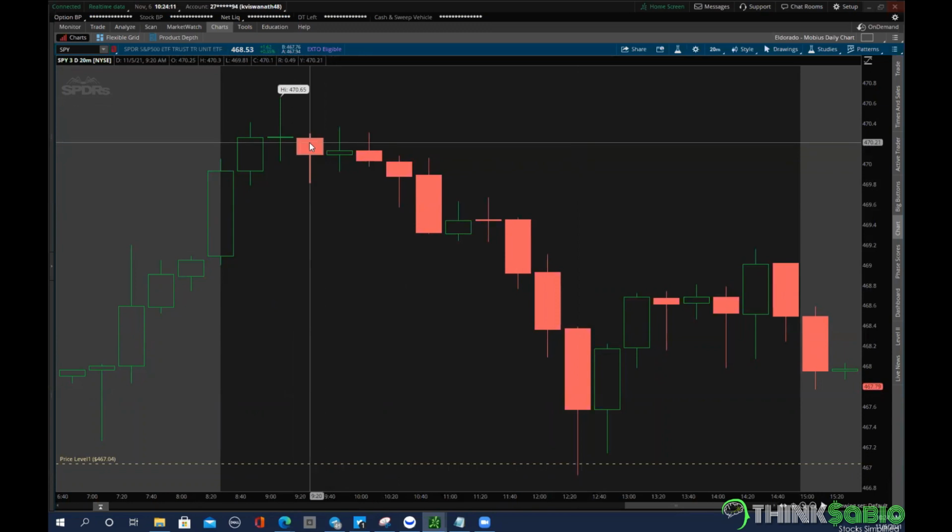but it does not mean it will happen all the time. It may happen, it may not happen, right? But luckily, this is yesterday's chart. This is yesterday's SPY on the 20-minute candlestick.